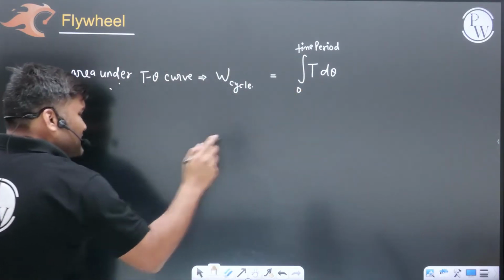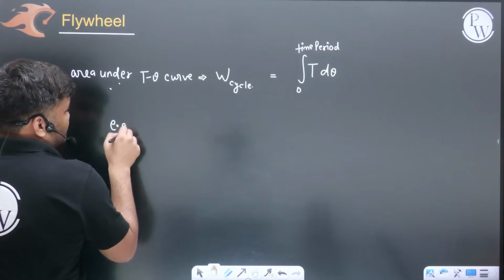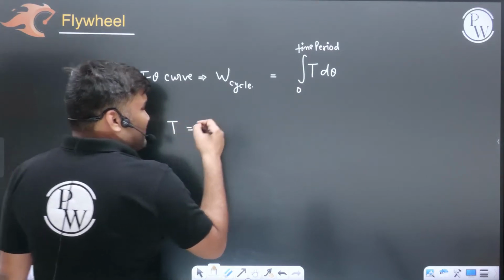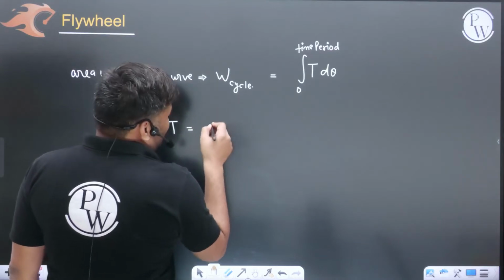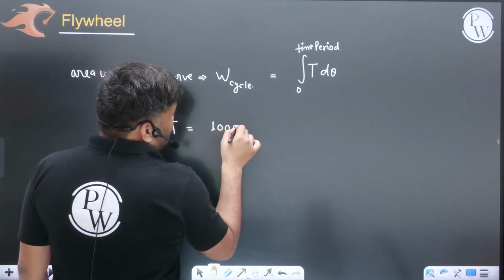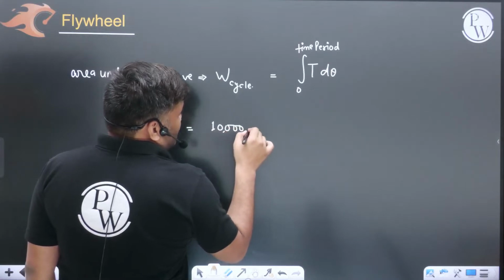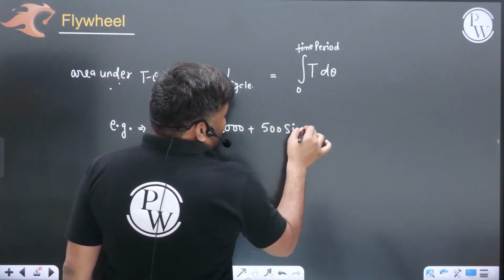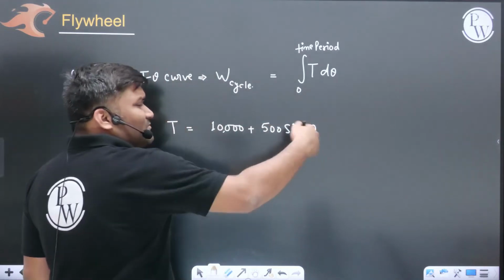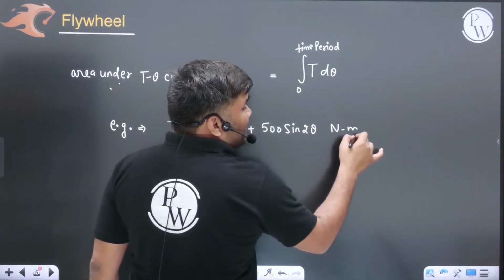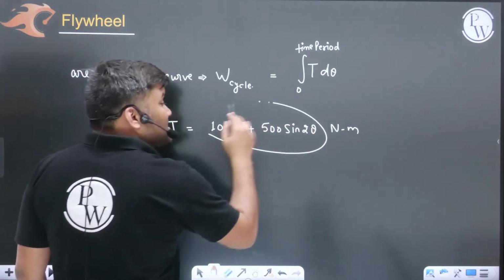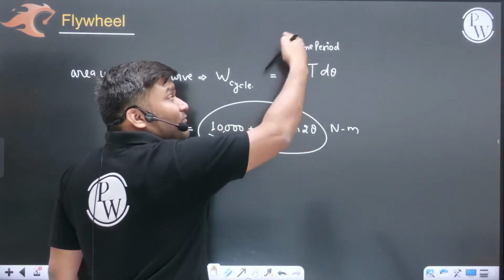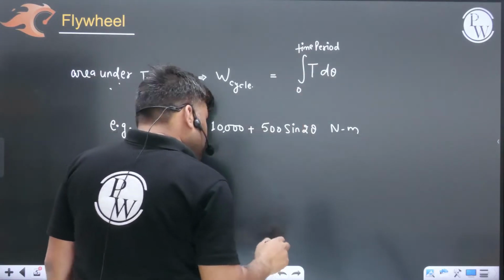For example, they will give you how the torque is going to vary. For any engine, torque is varying something like 10,000 plus 500 sine 2 theta, in Newton meters. This is how they have given the torque. Integrate this torque equation from 0 to the time period. This will be the work done in one cycle.